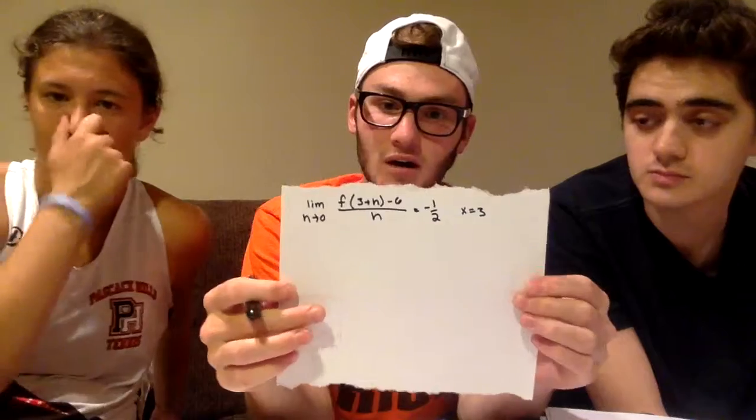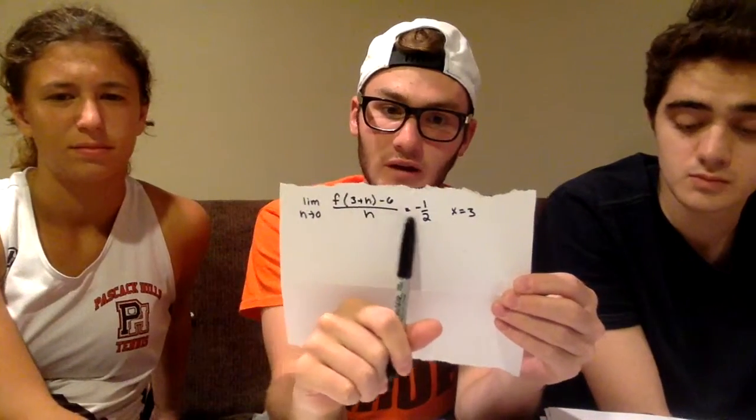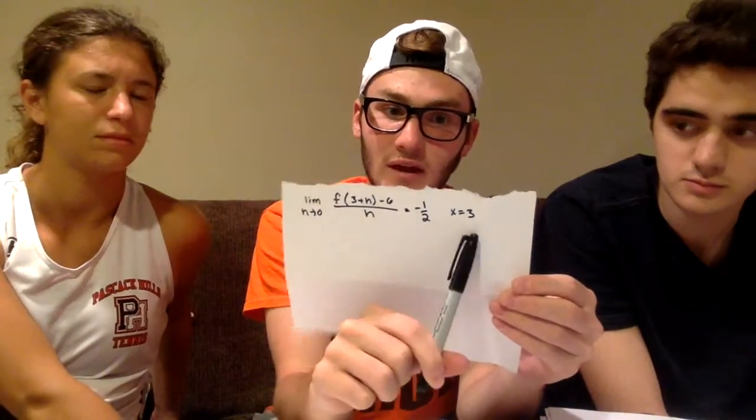So for number 2, the question asks: if the limit as h approaches 0 of f of 3 plus h minus 6 over h equals negative 1/2, find the equation of the tangent line at x equals 3. And in parentheses it says, think about the things you need to find the equation of a line. Alright, so we're given the equation right here equals negative 1/2, and we're given x equals 3.